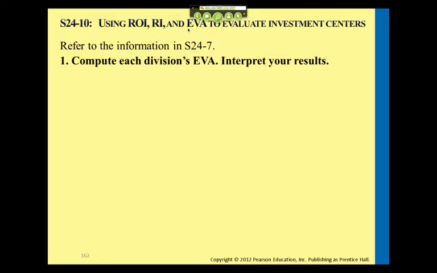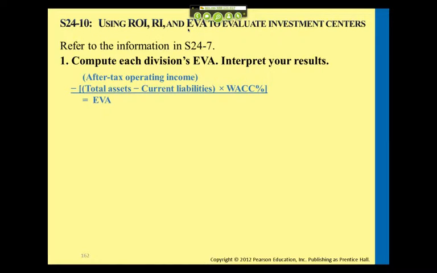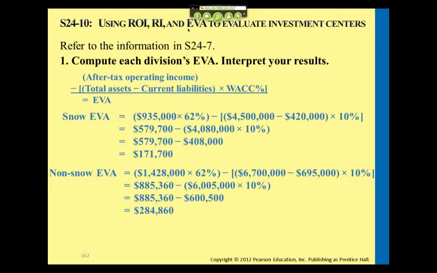Okay, so how do we do this? Again, we put the formula together for the EVA, so our after-tax operating income minus total assets, current liabilities, and WACC. So how do we plug in numbers? They're all given to you and they will be given to you. So this is an example of just knowing the formula, plugging in the numbers, done.